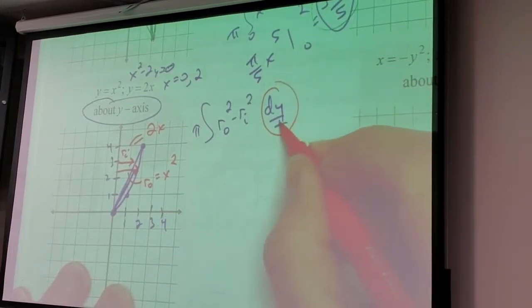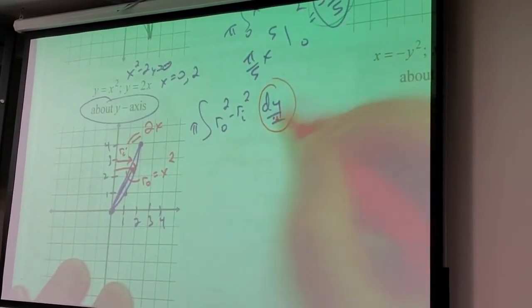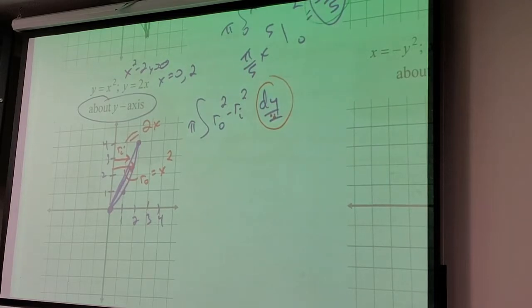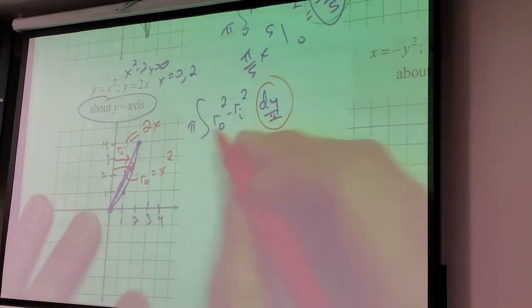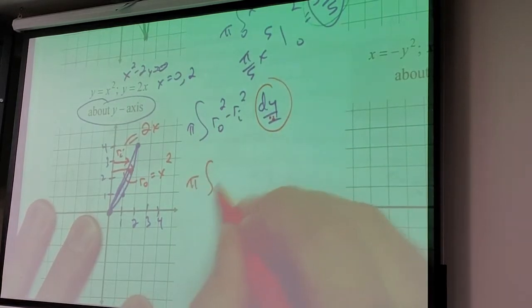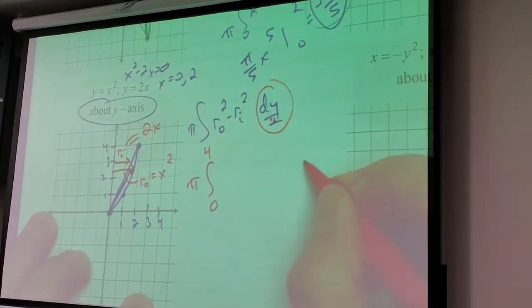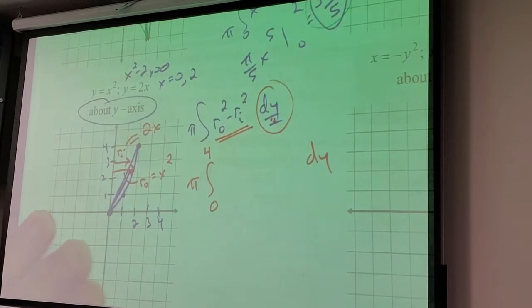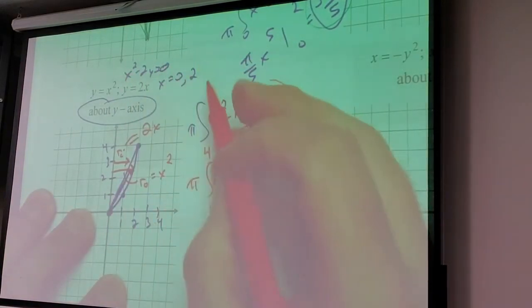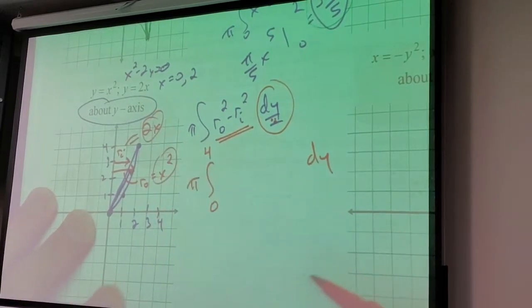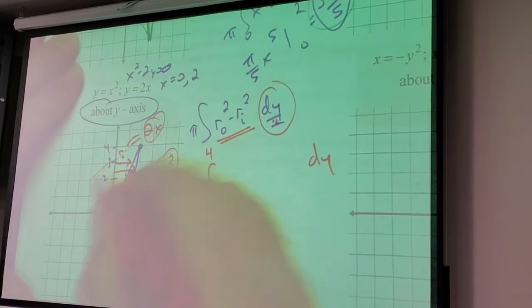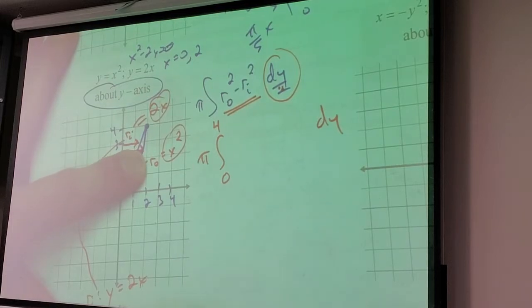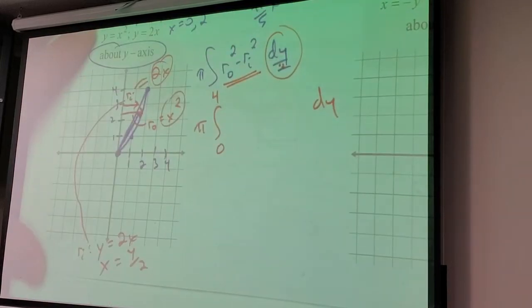This thing controls everything. dy, therefore the functions have to be functions of y, and the limits have to talk about what y is doing. What have I not done yet, though? If I start to write this, pi is going to go from 0 to 4, because that's what y is doing. What have I not done yet with these? I can't have them in terms of x, correct? I've got to solve for x. So my inner radius is currently y equals 2x. So of course, that becomes x equals y over 2. Is that cool?